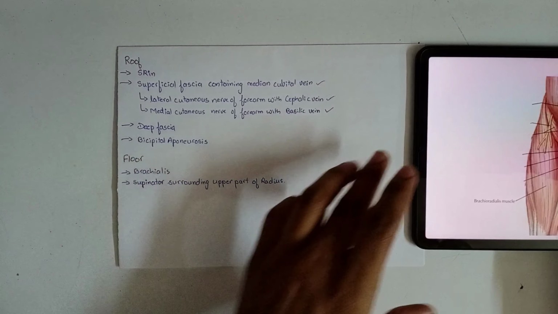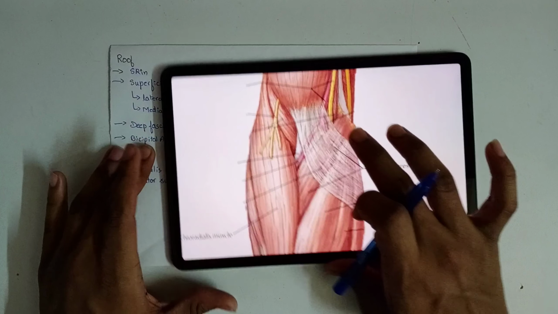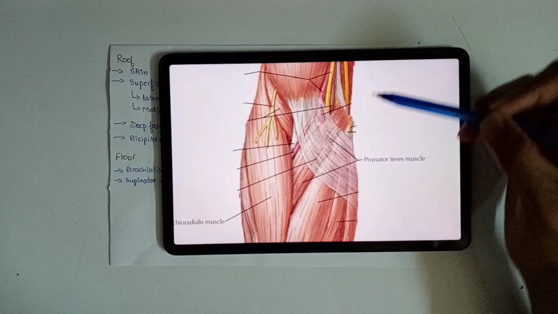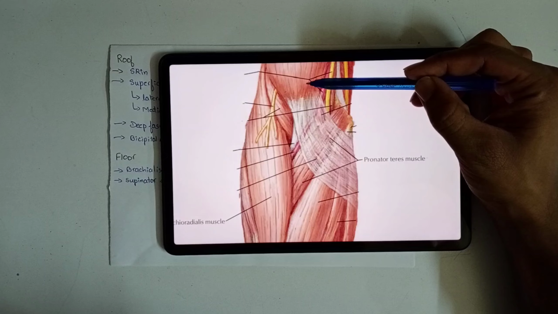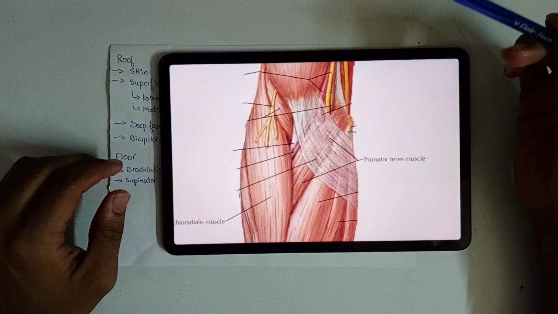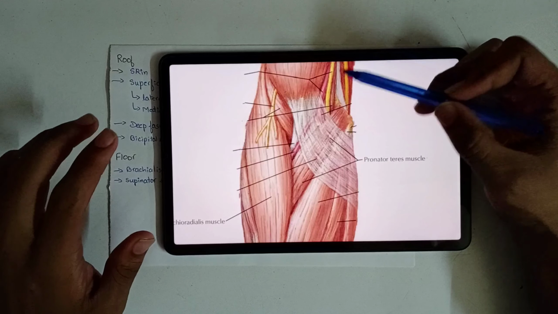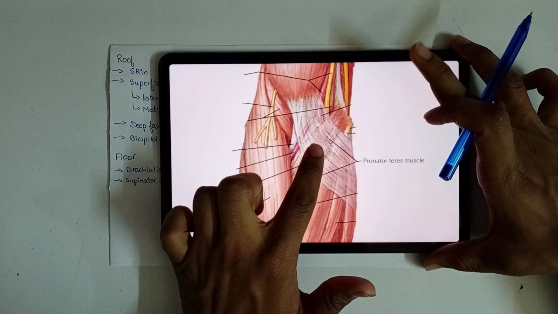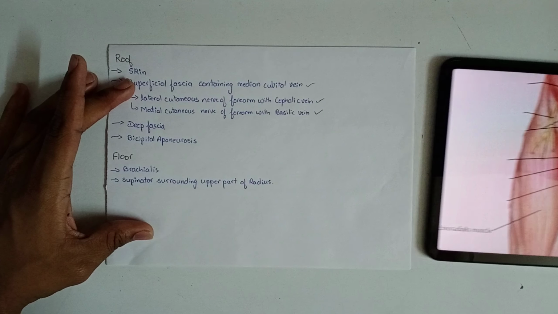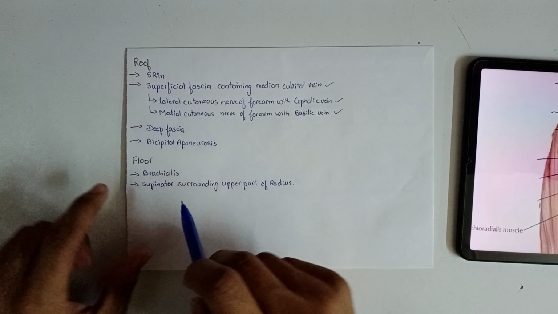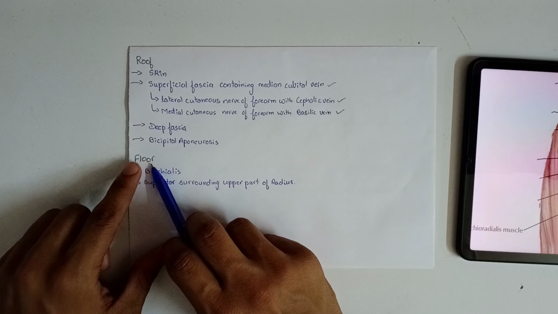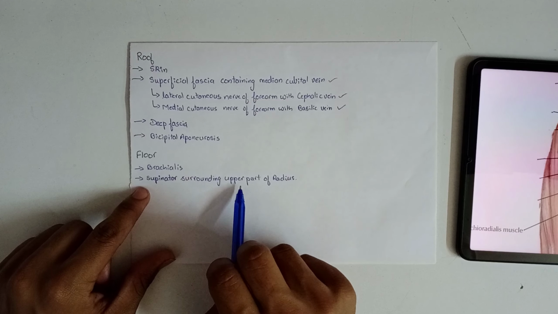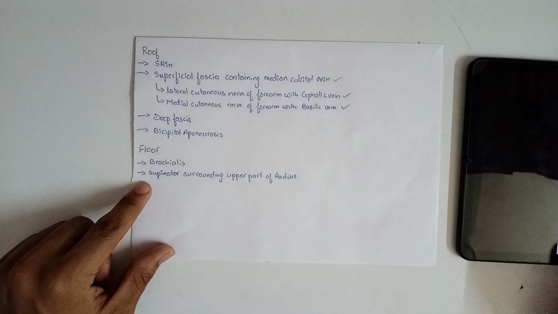What is aponeurosis? This is the aponeurosis. Aponeurosis is the flattened tendon of this bicipital muscle. Bicipital muscle, not biceps brachii muscle, and its flattened tendon is called aponeurosis. We are done with the roof. Now for the floor. Floor is formed by brachialis muscle and supinator surrounding the upper part of radius.